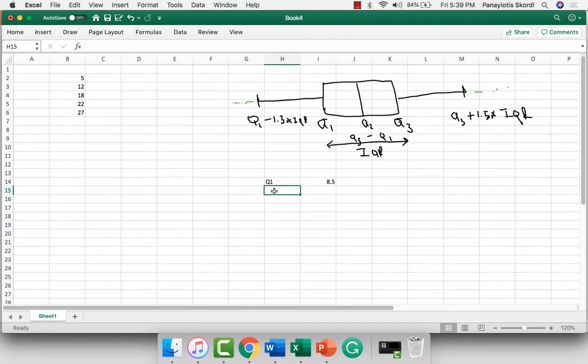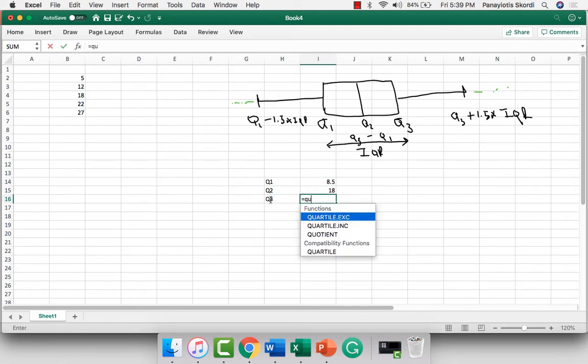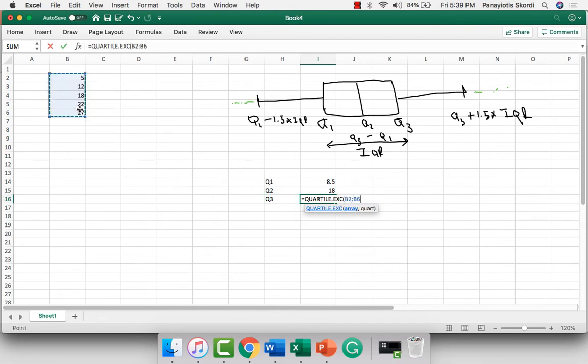The second quartile, quartile 2, or the median, is going to equal QUARTILE.EXC, and this will be the second one, so we're going to put comma 2. And Q3, the third quartile, is going to be equals QUARTILE.EXC, comma 3.